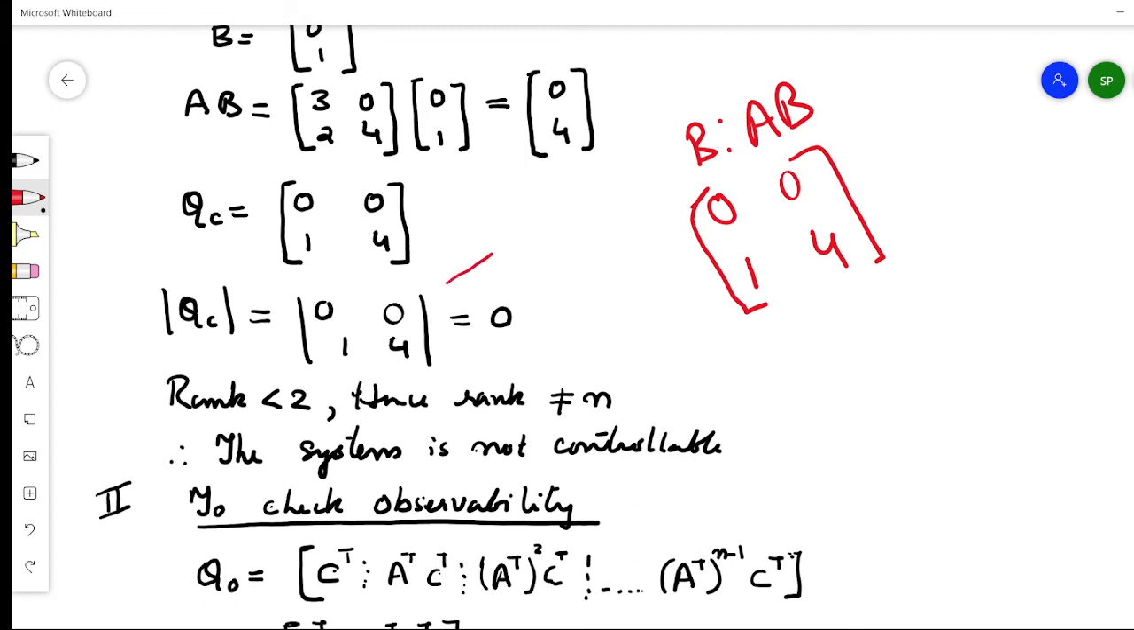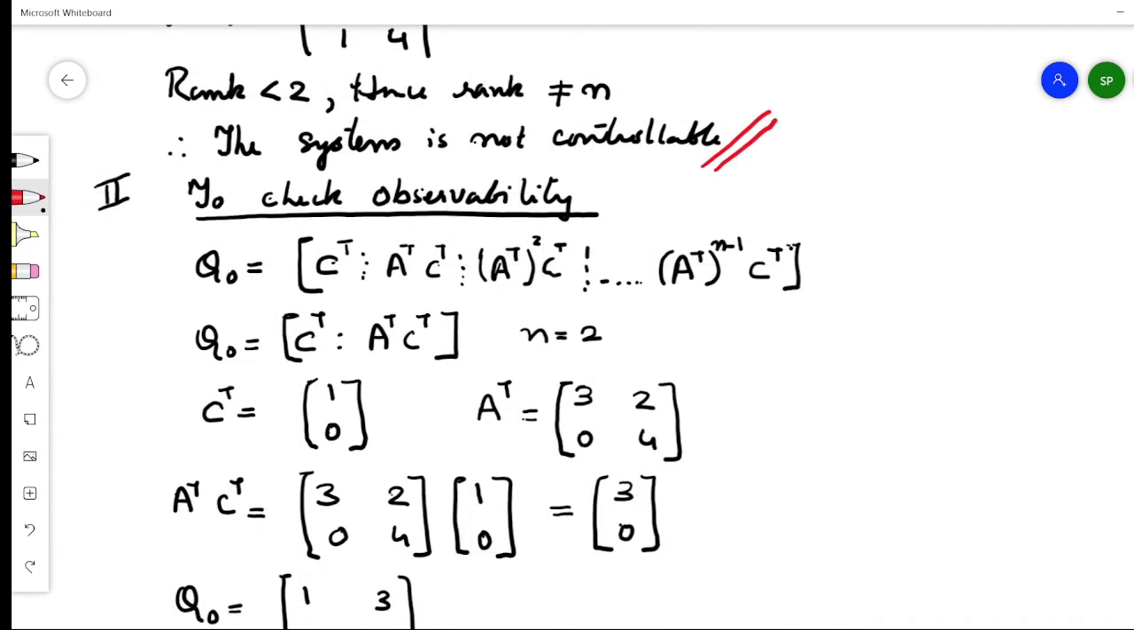So this one will be taking the determinant of 0, 1, 1, 0. So 0 into 4 minus 0 into 1, you will be getting the result as 0. So the determinant of this QC is equal to 0, which means our rank is less than 2. Rank is not equal to 2. Since the rank is not equal to n, the given system is not controllable.